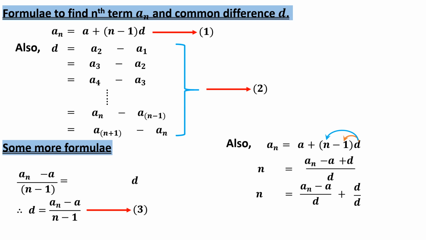This can further be simplified as follows. When we write an minus a plus d whole divided by d, it divides each term in the numerator. Let us group an minus a together. An minus a whole divided by d plus d divided by d. d by d is 1. What do we get? N equals an minus a divided by d plus 1. We have got another formula for n, that is number of terms.